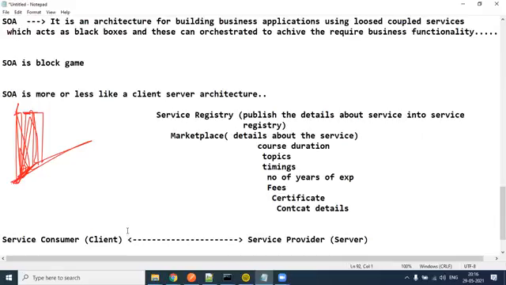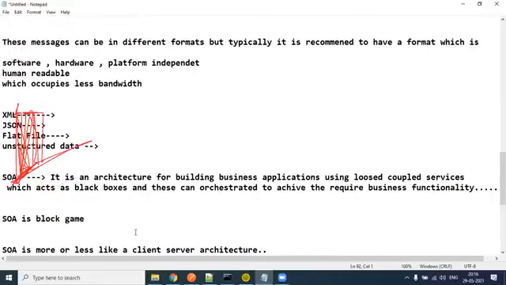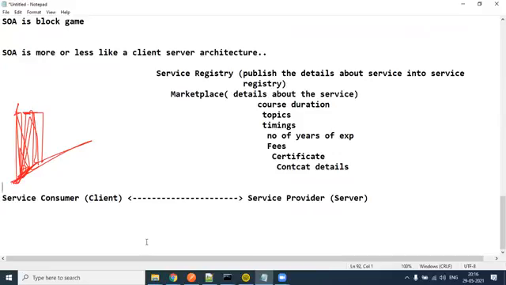Any questions from anyone? Anyone who does not understand service consumer, service provider, orchestration, choreography, anything so far? Anyone who is kind of bored?